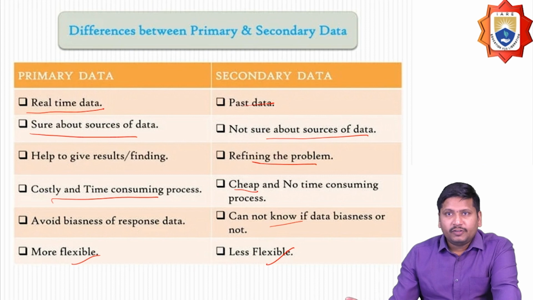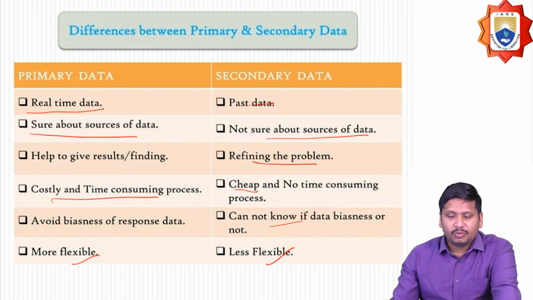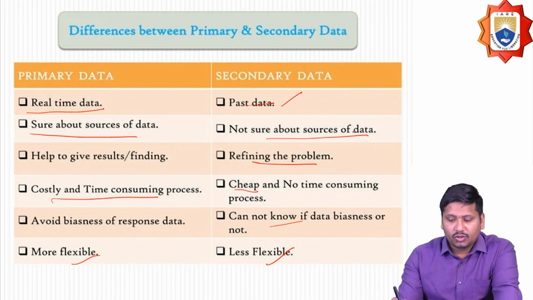So what are the major differences between primary and secondary data? Primary data is real-time data, you are sure about the sources, it helps to find the results, it is a costly and time-consuming process, it avoids bias in response data, and it is more flexible. Whereas secondary data is past data, you are not sure about all the sources, refining the problem is needed, but it is a cheap and less time-consuming process, though you can't know exactly if the data is biased or unbiased, and it is less flexible.